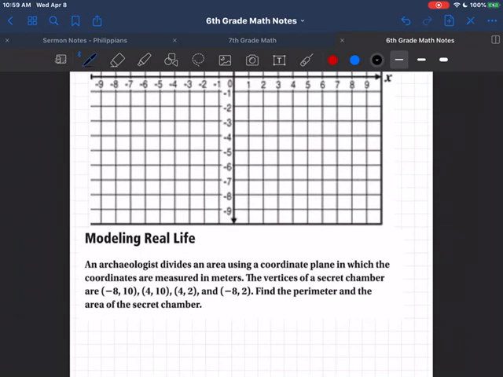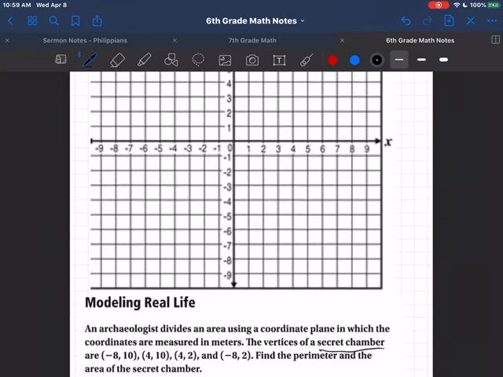I know this has been long. Oh, this is modeling real life. I want you guys to do this one on your own because it's cool, because it's got a secret chamber. Like, that sounds cool. So plot the points, find the perimeter and the area.